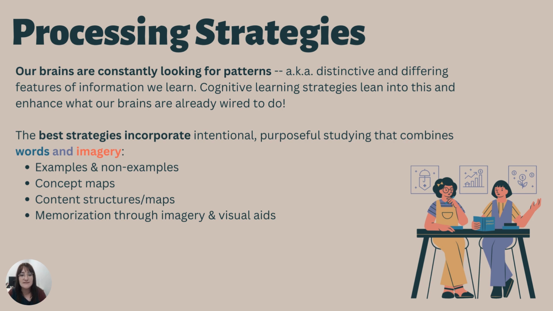So, what are processing strategies according to cognitive learning? Our brain's constantly looking for patterns, or the distinctive and differing features of information that we learn. Cognitive learning strategies lean into this and enhance what our brains are already wired to do. So you're just deliberately engaging a thought pattern. The best strategies incorporate intentional, purposeful studying that combines both words and imagery. So things like examples and non-examples, concept maps, content structures or maps, memorization through imagery and visual aids, etc.